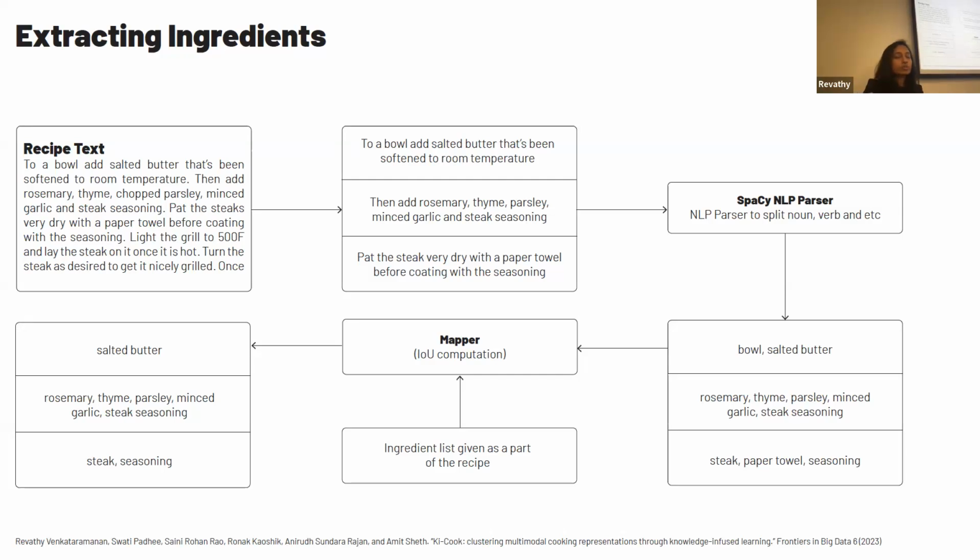And we went for IOU computation and not string-based match because an ingredient can be mentioned as Philadelphia cream cheese in the list, and in the recipe text, it's generally mentioned as cream cheese. So in order to account for the variations, we went for IOU computation.